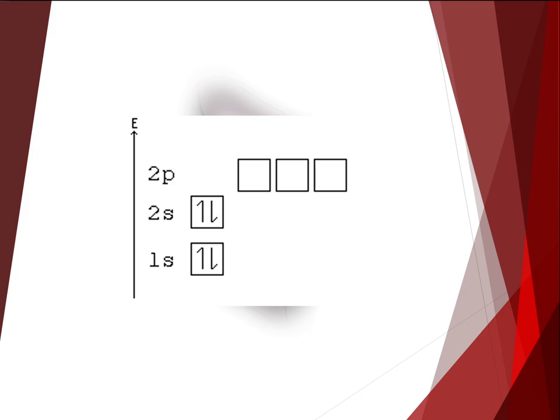The Pauli exclusion principle states that if 2 electrons share an orbital, they must have opposite spins. No more than 2 electrons can share an orbital.